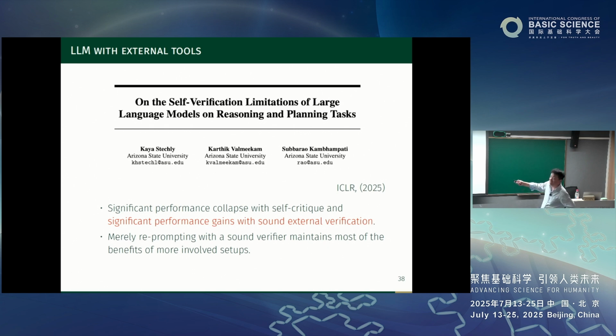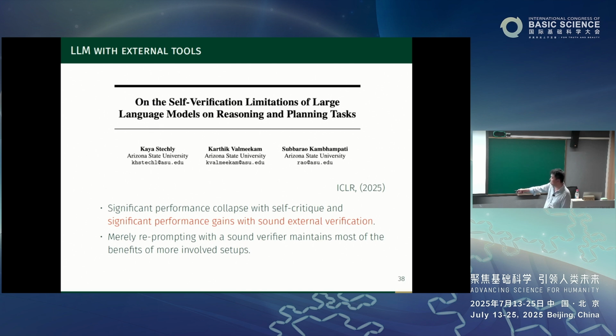Large language models with external tools. What did they find? This is the ICLR 2025 paper. Their results show a significant performance collapse, just as the Apple paper said, right? With self-critique, they get an answer, critique it themselves, then do the improvement, but the performance collapses.